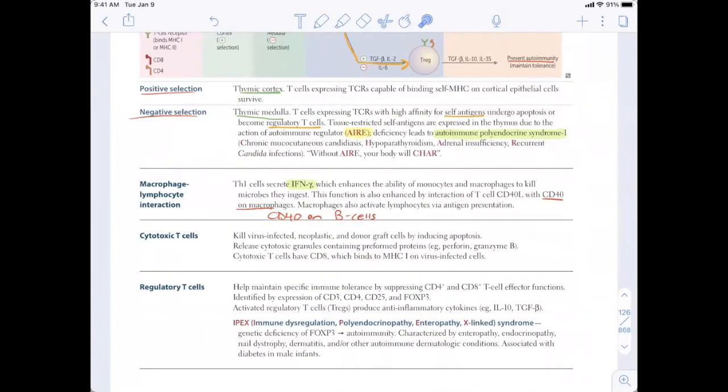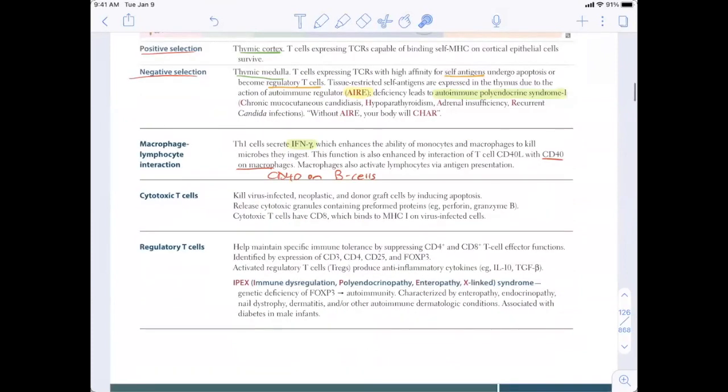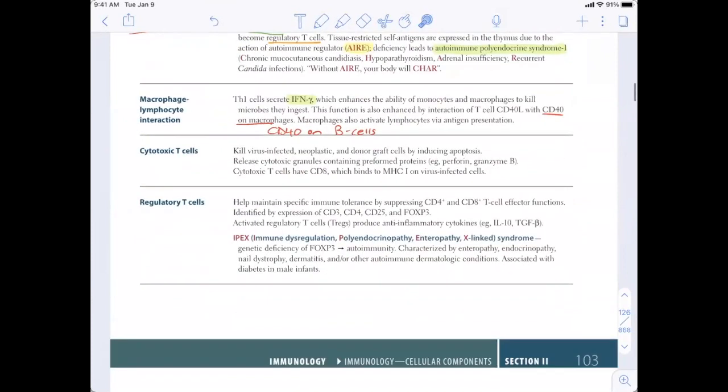And then your cytotoxic T cells, right? I don't need to go over this, we've touched on it enough. And then your Treg cells. We said they help prevent all that autoimmunity, your autoimmune syndromes and all that.